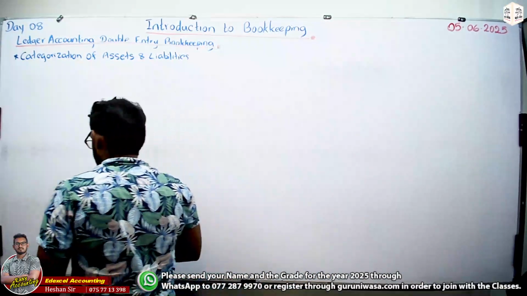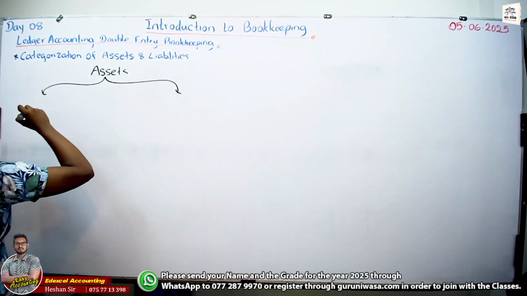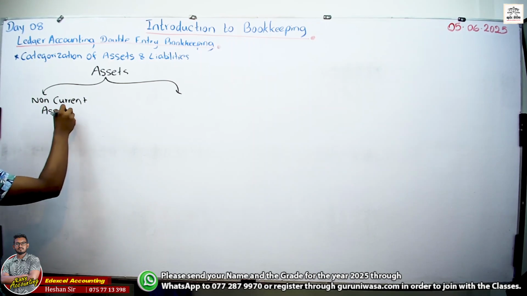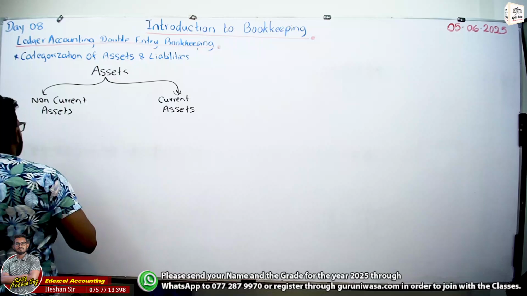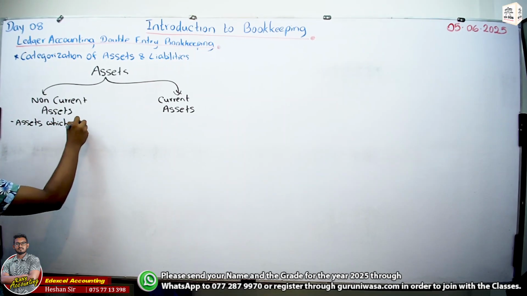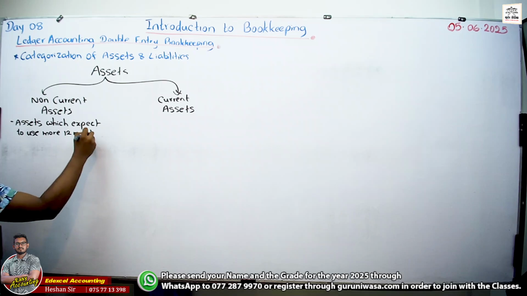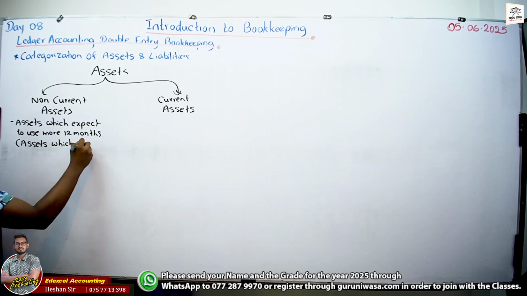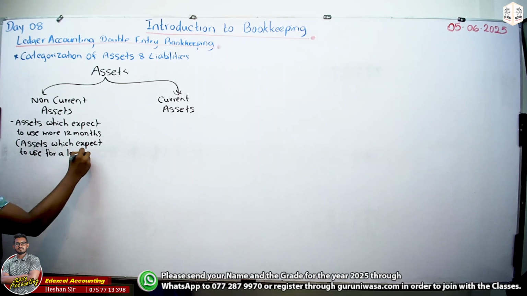When it comes to assets, don't write yet, I'll give you enough time. We categorize assets into two: non-current assets and current assets. Non-current assets means assets which we expect to use for more than 12 months, which means 1 year, for a longer period of time.